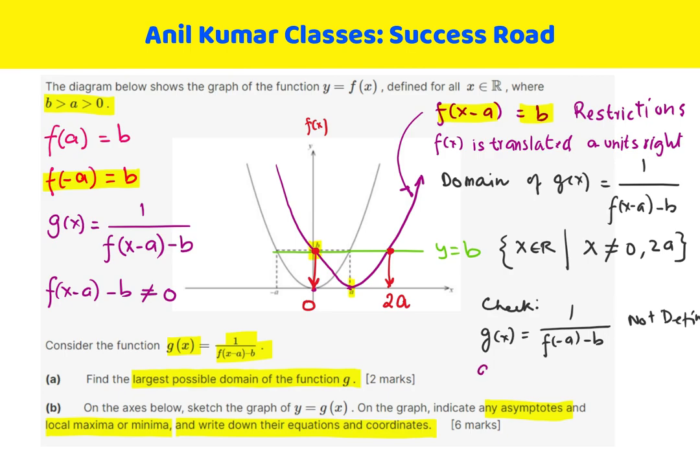Similarly, we could also write g of 2a, right? It will be 1 over f of 2a minus a minus b, which is also not defined. Because 2a minus a is a, so let me write this as 1 over f of a minus b, correct? Which is also not defined. So those become the restrictions, and that is how we are going to find the solution of part A. Is that part clear to you?